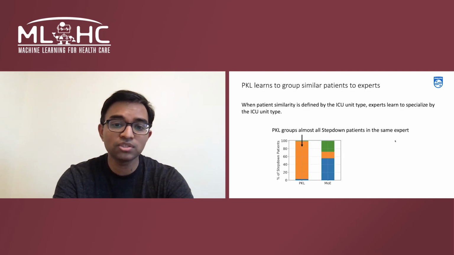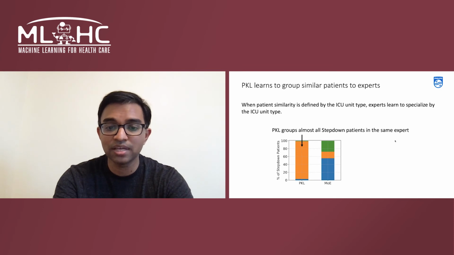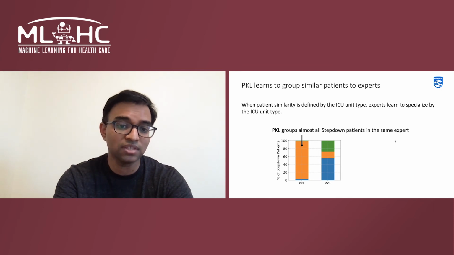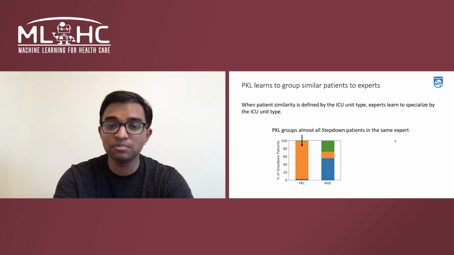For example, when patient similarity is defined by whether the patient is in the step-down unit, experts learn to specialize on the unit type. In this example of predicting hemodynamic interventions, PKL groups almost all step-down patients to one of the experts, whereas a mixture of experts model without the similarity constraint equally distributes step-down unit patients across the experts.